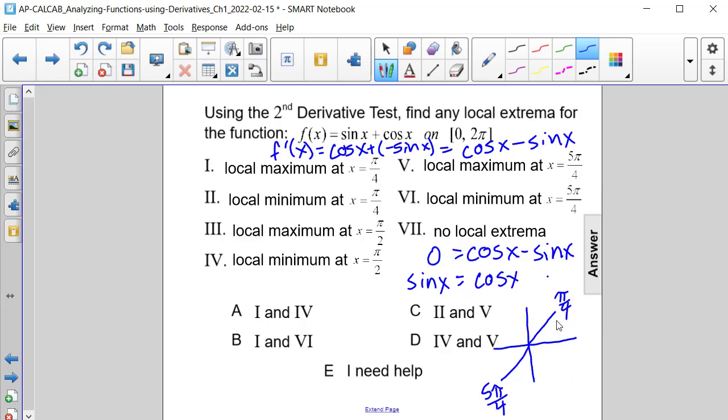And remember, at pi over 4 and 5 pi over 4, our coordinates are, for pi over 4, square root of 2 over 2, and square root of 2 over 2. And at 5 pi over 4, we're at the negative: negative root 2 over 2, comma, negative root 2 over 2. So therefore, the two angles or critical points that we have here are when x is equal to pi over 4 and 5 pi over 4.